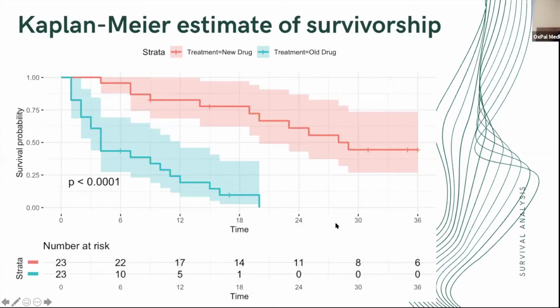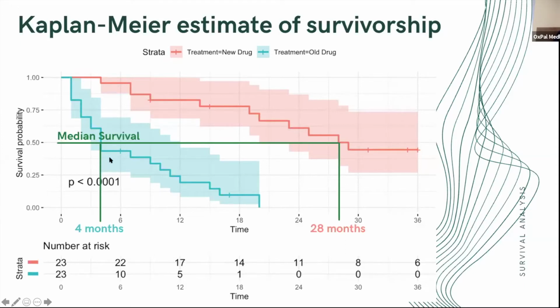So they already died. And as you can see, the old drug reached zero survival probability, meaning everyone in this group had experienced the event, plus some were censored. There were two censored observations, but they reached the event. And you can see here a p-value. We'll describe that in a while.